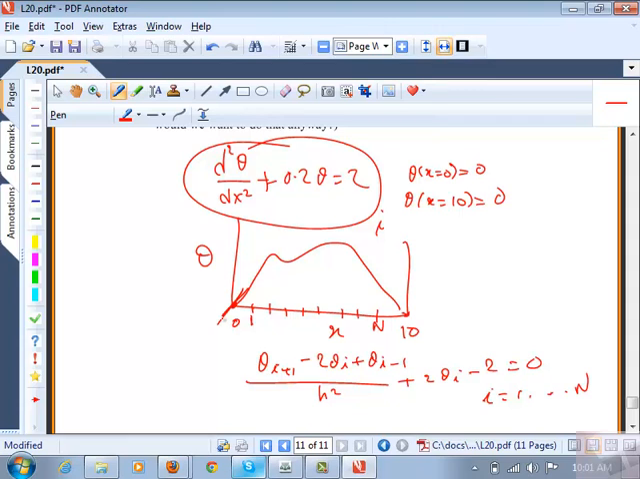Y2 is dθ/dx, and I don't have a value for that. So I'm going to make that equal to alpha, an unknown. I'm going to find the value of alpha that will match the condition that I must meet. What is the condition I must meet? I must meet this condition at the other end.